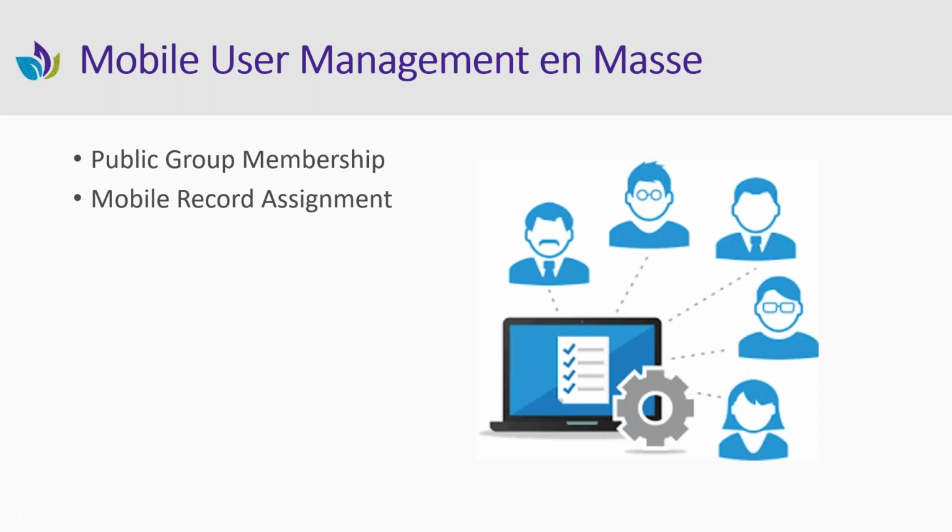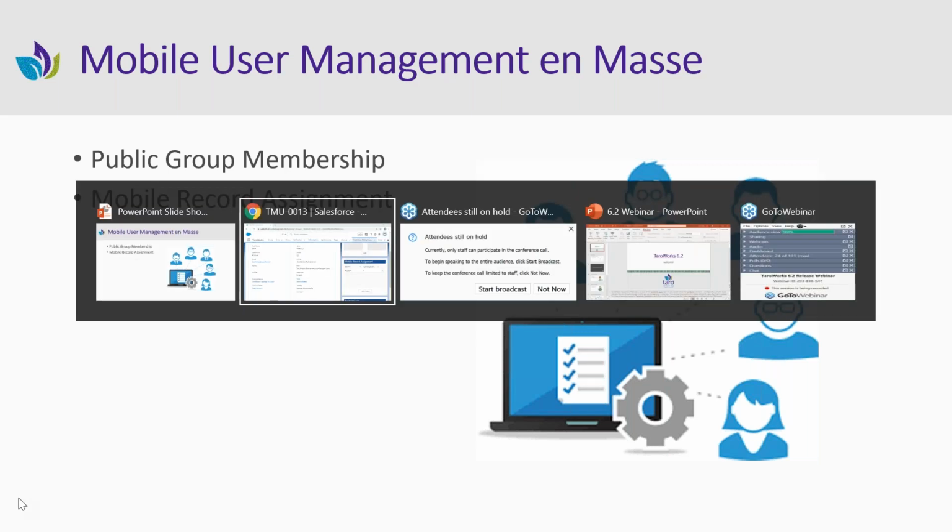So far what we've seen is managing individual mobile users. But with TaroWorks 6.2, you can also manage your mobile users en masse. So this includes public group membership. So you can add or remove multiple mobile users from the same public group or public groups at the same time. And similarly with mobile record assignments, you can assign or unassign the same records to multiple mobile users at the same time. So let's go back and demo this.